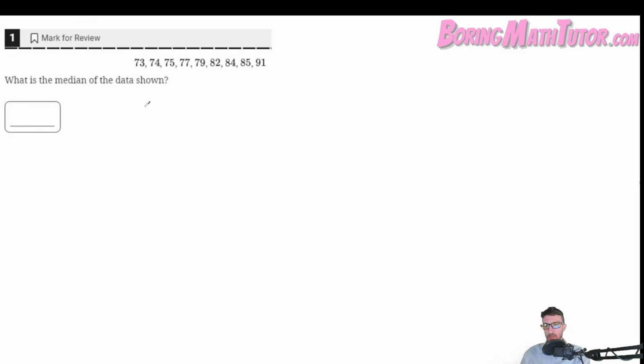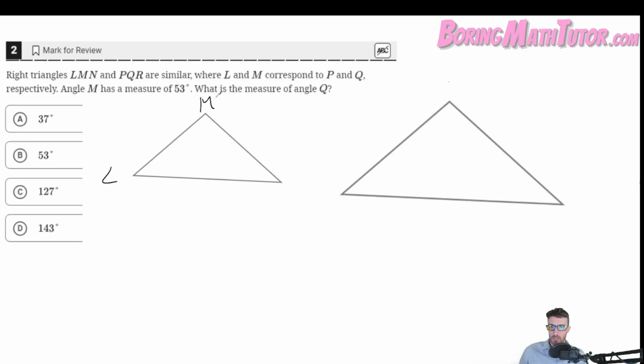All right, we got a baby problem to start off the harder section. They're asking for the median. So I go boom, boom, boom, boom, boom, boom, boom, boom, boom. And we're done. I already drew the triangles here. Maybe it's L, M, N, and P, Q, R.